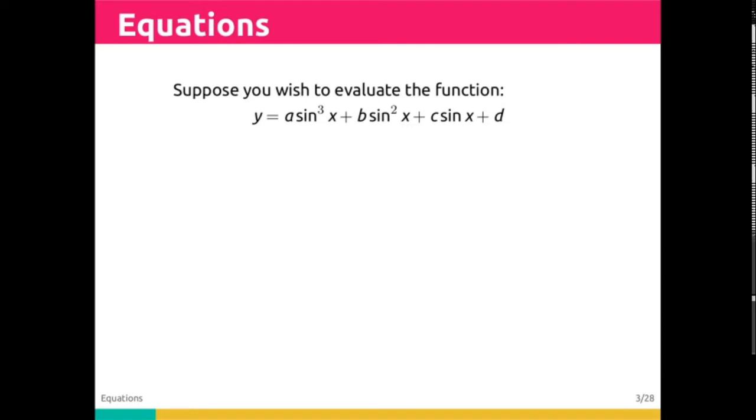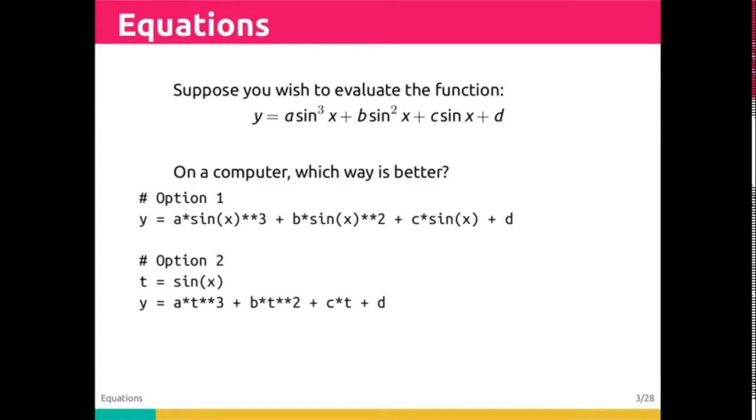Suppose that we wish to evaluate a particular function. On a computer, we have to start worrying about what kind of implementation is the right way to do this. So mathematically, we would write this equation as y equals a sine cubed x plus b sine squared x plus c sine x plus d. On a computer, we can write this in one of two ways. Option 1 involves using sine x explicitly as we calculate y as a function of x. Option 2 calculates an intermediate variable t and then uses t in defining y.